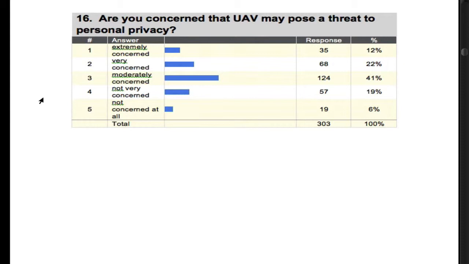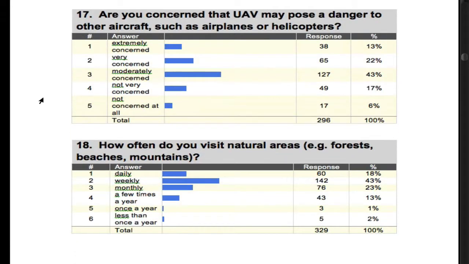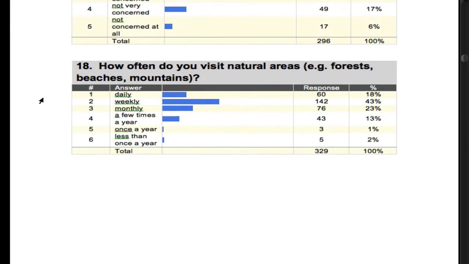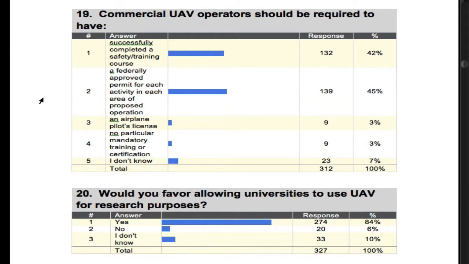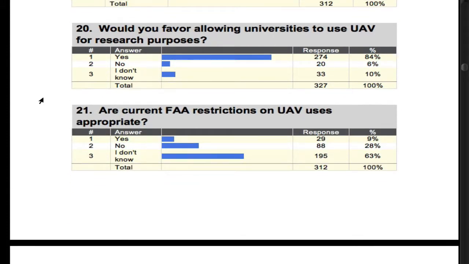Are you concerned that UAVs may pose a threat to personal privacy? Are you concerned that all these guys? Should these guys have licenses? Would you favor allowing universities to do this?